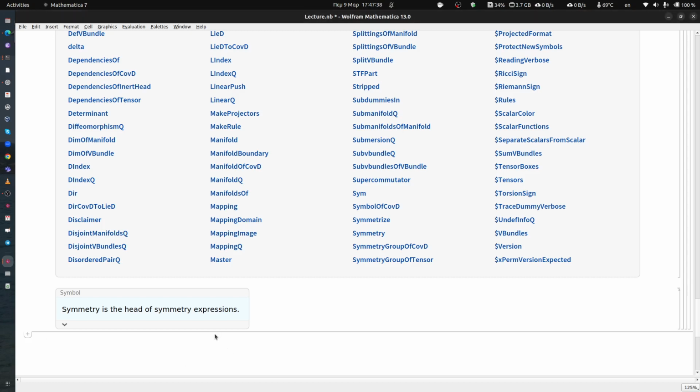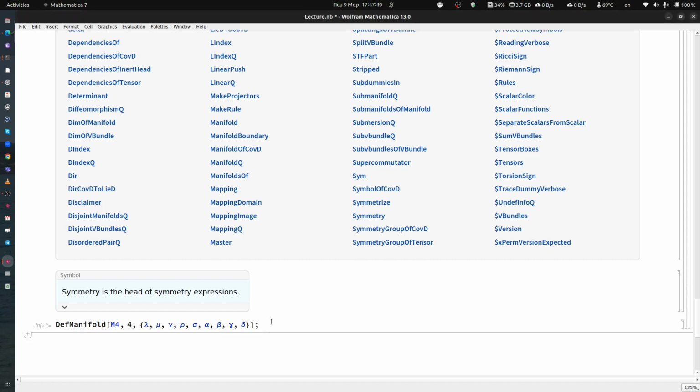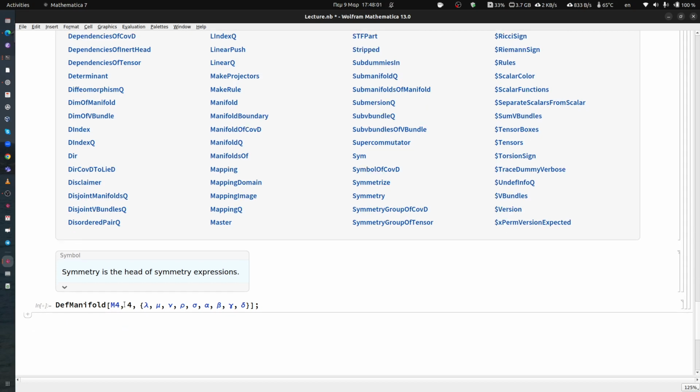So the start of any computation is to define a manifold. The manifold is defined by the function DefManifold, and in its very elementary usage, we put here 3 arguments. The first is the name of the manifold, so we call our manifold M4. The number after that is the dimension of the manifold, which in our case is taken to be 4.